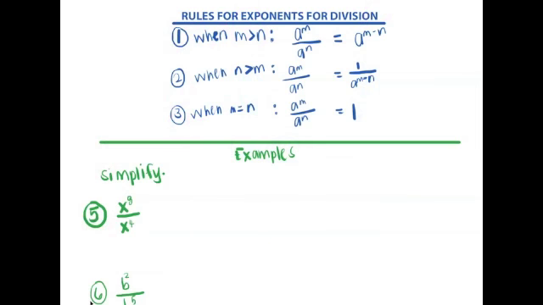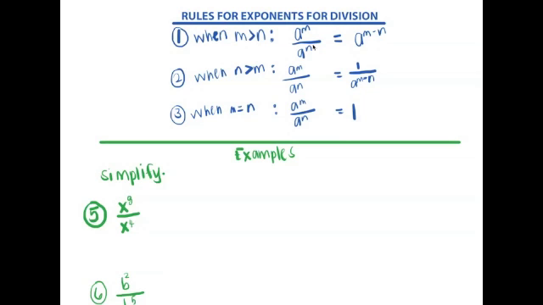The last thing I want to give you is the last rule of exponents that you need, and that's what happens when you're dividing two things. If you're dividing two things and the bases are the same, basically you're subtracting. And so these are the three situations that could happen.